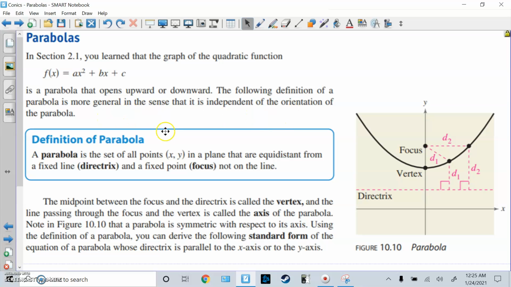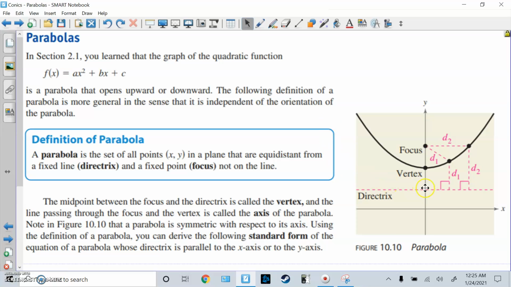So a parabola is the set of all points x, y in a plane that are equidistant from a fixed line, the directrix, and a fixed point, the focus, not on the line. So this is the focus-vertex-directrix stuff I taught before. Remember, a parabola can open up, down, left, or right. It won't be a function if it opens left or right, but it still has an equation.